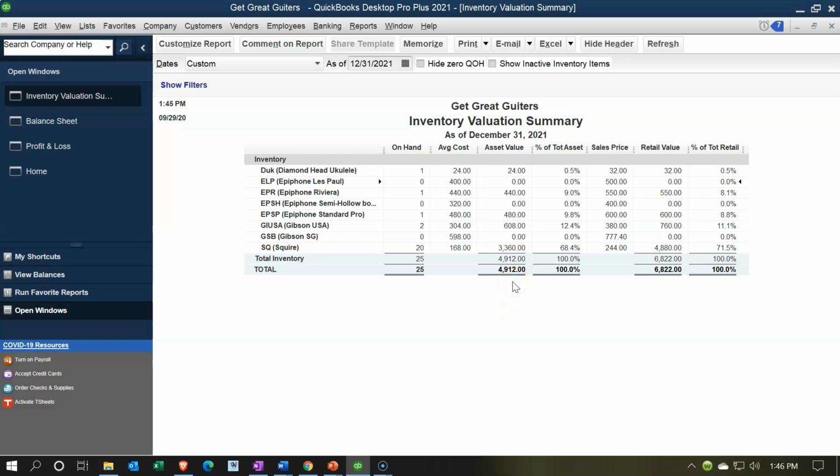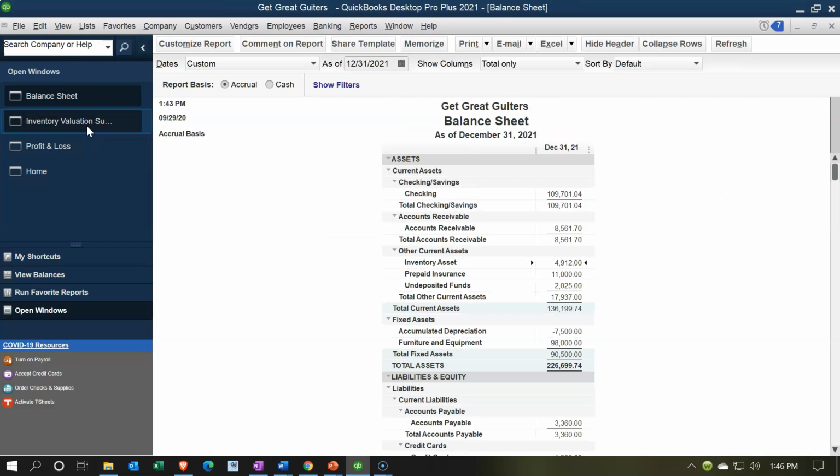But the total down here, 4,912, should tie out to what's on the balance sheet. Going back to the balance sheet, 4,912. Looks good. Now let's go to the deposit side of things, moving this out of the undeposited funds and then putting that into the checking account.